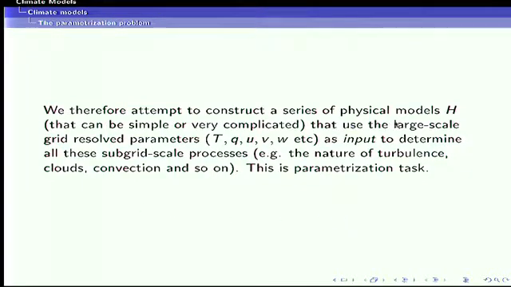So we attempt to construct a series of physical models, because we won't just have one model h, we have lots of h functions for all of the different processes. Remember that schematic. We've got deep convection clouds, we've got precipitation processes, we have radiation interaction with clouds. So these functions h can get quite complicated. And this is the parameterization task I've spent a lot of my research life involved with.